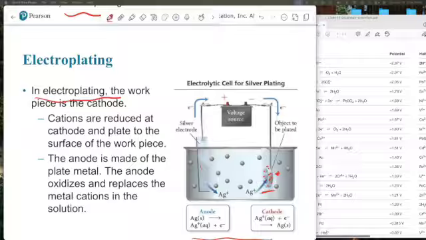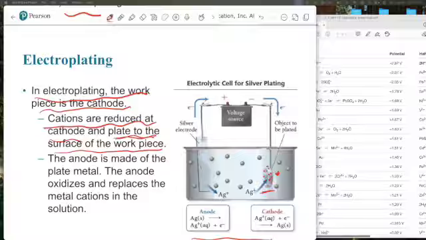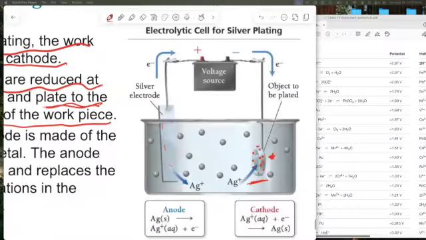In electroplating, the work piece is the cathode. So the piece that you're trying to create is put on the cathode side, because cathode side is where the electrode gets bigger, because that's where things are depositing there. The cations are reduced at the cathode, and the plates plate to the surface of the workpiece. So the workpiece is the ring. This is like a ring right here.